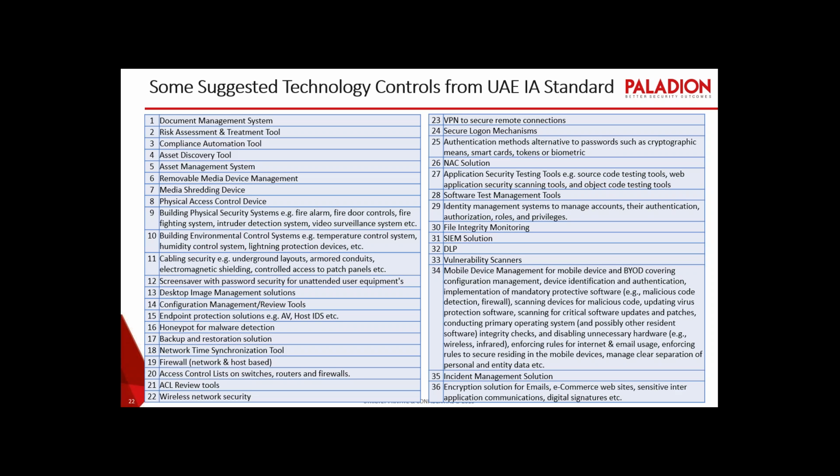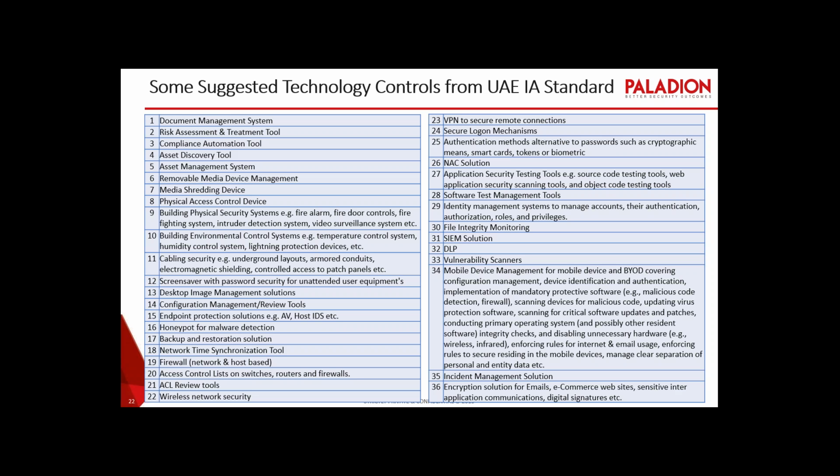But practically, if you look at it, the controls that NESA is demanding you to implement, probably you can smoothly implement those controls using these kinds of technologies. And most of these technologies are being named in the NESA UAE IA Standard. So it talks about things like document management system, risk assessment and treatment tool, compliance automation tool, asset discovery tool, asset management systems, removable media device management system, going forward, desktop image management solutions, configuration review tools, endpoint protection solutions, honeypot for malware detection, backup and restoration solution.